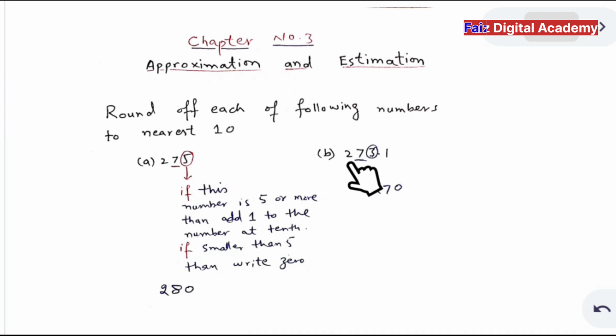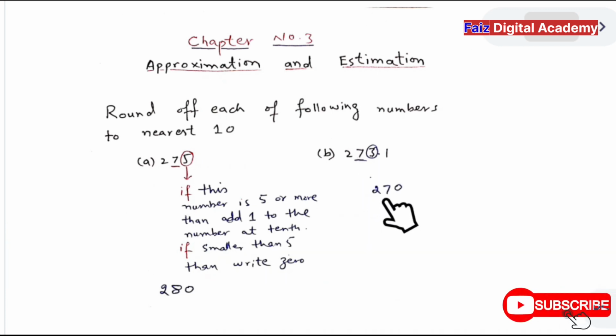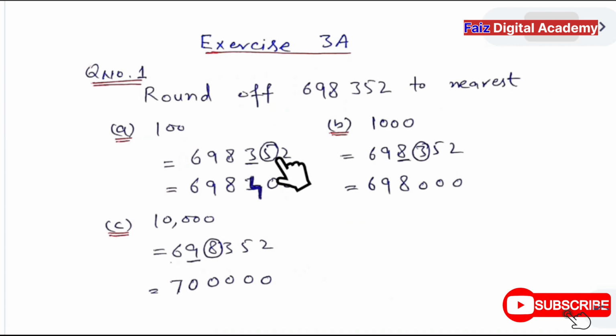So this number becomes 280. Similarly, if we see the number 273.1 in this question, the number at the 10th level is 7 and the next number is 3. Because 3 is smaller than 5, we will only write 0 and the 7 will remain as 7. So it will become 270. Now, after doing some rehearsal of approximation and rounding off, let us start exercise 3A.